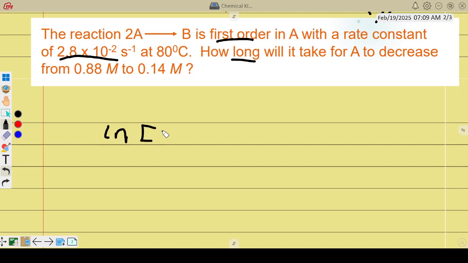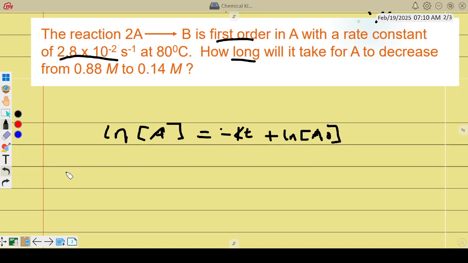So we have ln A is equal to negative kt, that k, plus ln A naught. This is the initial concentration of A.